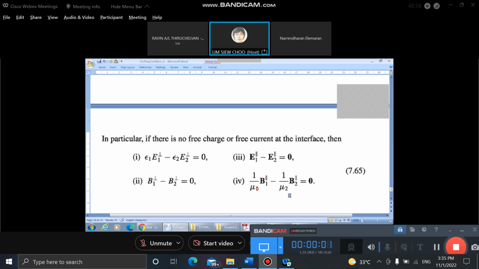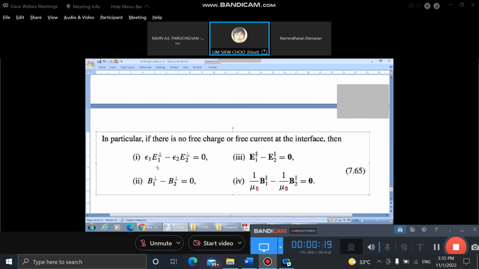And because it is non-magnetic, the mu will be equal to the free space, so also equal to mu naught. So mu1 and mu2, both I changed to mu naught. But B1 and B2 depend on the mediums.